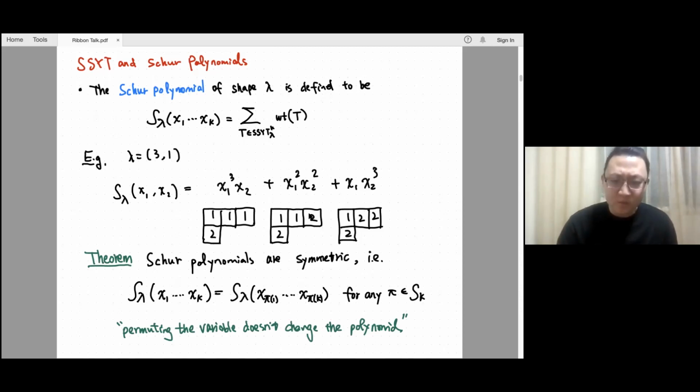So Schur polynomials are symmetric, which means that if you apply a permutation to the indices of the variables, the polynomial is invariant. So it's invariant under the symmetric group action, which means that if you permute the variables, it doesn't change the polynomial. In this example, if you swap x1 and x2, the first term will become x2 cubed x1, but the third term will become x1 cubed times x2. So it's indeed symmetric.